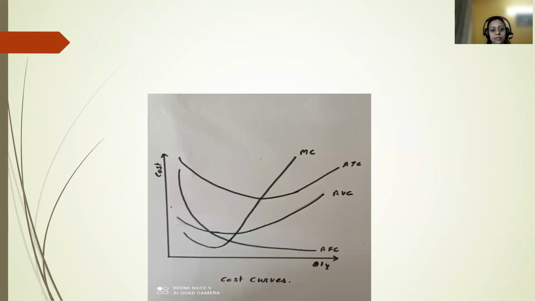The curves of these costs look like this. Average fixed cost goes on diminishing as the output increases, but it never becomes zero. Marginal cost initially decreases and then it goes on increasing at an increasing rate. Average variable cost decreases initially and then it increases. Average total cost also decreases initially and then it increases.